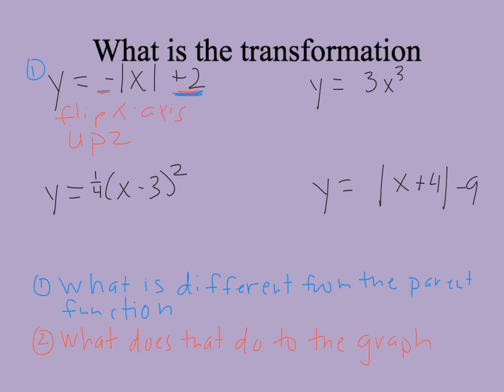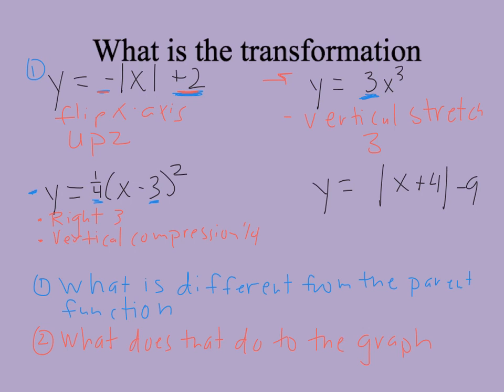So I want you to attempt this one next by yourself. Just the 3 is different than my parent function. So that's going to be only one transformation. It would be a vertical stretch of 3. Now if you look at this next one down here, there's actually 2 things going on. You should pause the video and see if you get the 2 transformations correct.